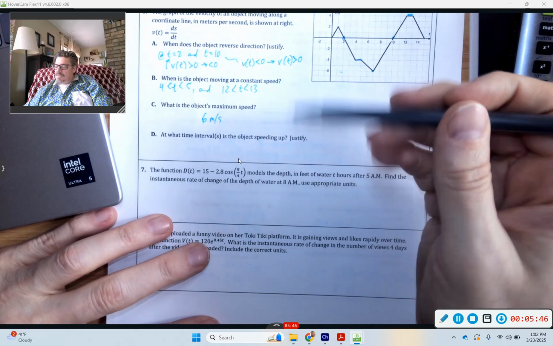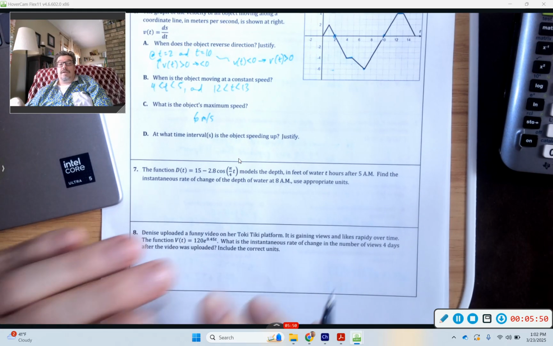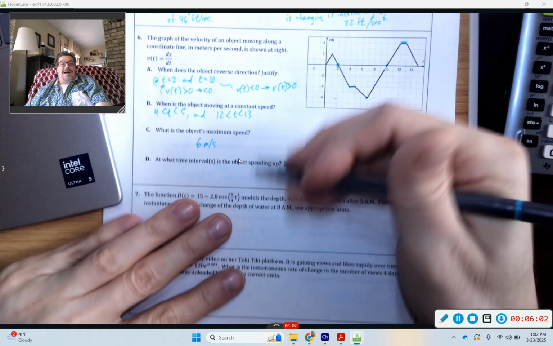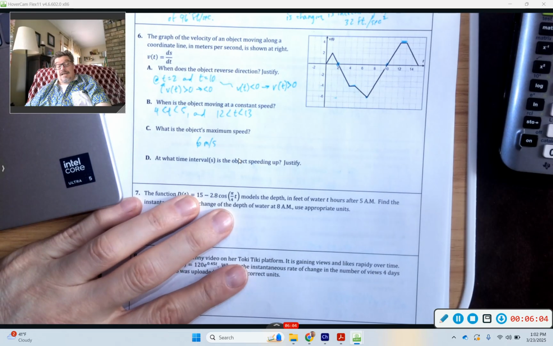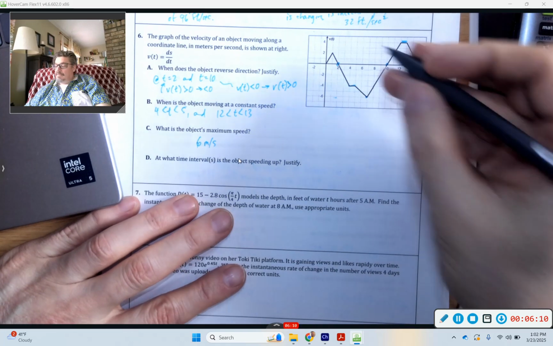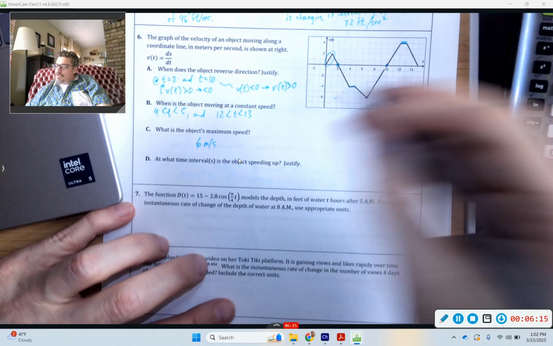So, at what time interval is the object speeding up? Okay. So here's where we are looking to make sure that velocity and acceleration are working together to go both to the right or both to the left. So we are looking for when velocity is positive, the slope has to be positive, and when velocity is negative, the slope has to be negative. So where is that happening? It's happening right there, from 1 to 2.